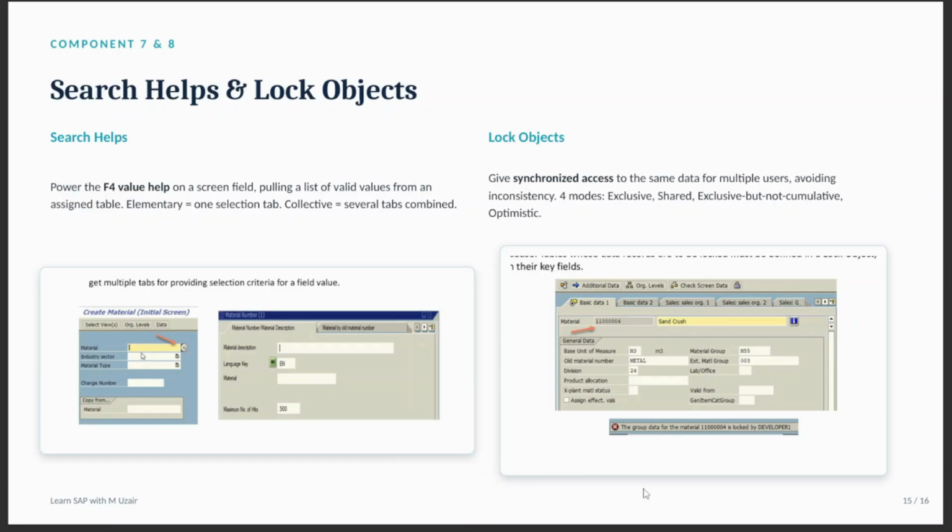There are four lock modes: exclusive, shared, exclusive but not cumulative, and optimistic, each controlling exactly how strict that data access is. All have different types of strictness, you can say. So this is it. We already covered all points of SAP ABAP Dictionary theoretically.